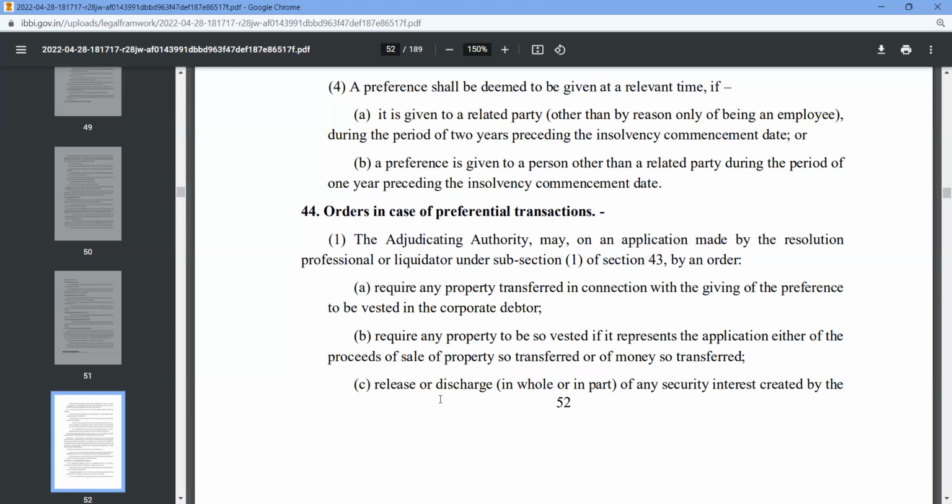Require any property to be so vested if it represents the application either of the proceeds of sale of property so transferred or of money so transferred. So the converted portion will also be restored back. Third is release or discharge in whole or in part of any security interest. So if you have created a security interest, you have made unsecured into secured, it will again become unsecured.